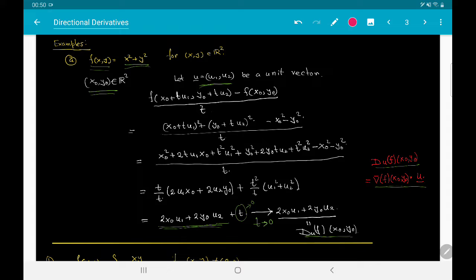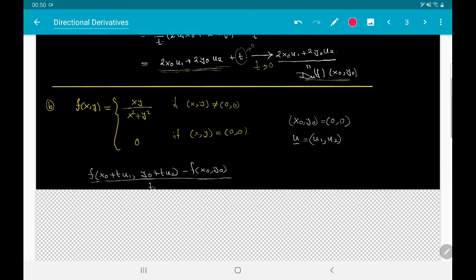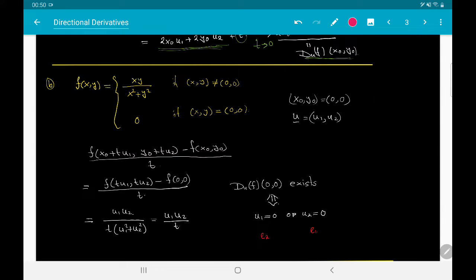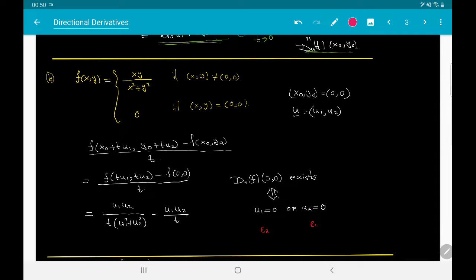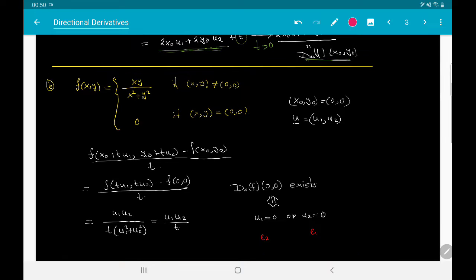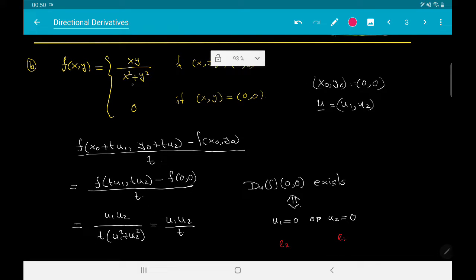Let me now go ahead with other examples. Here is one of our favorite examples. We have also talked about this example before. This function is given by f of x y equal to xy divided by x square plus y square, so that this expression makes sense, we have taken x y not equal to 0 0. So this function is given by this rational function when x y is not equal to 0 0, and 0 when x y is equal to 0 0.